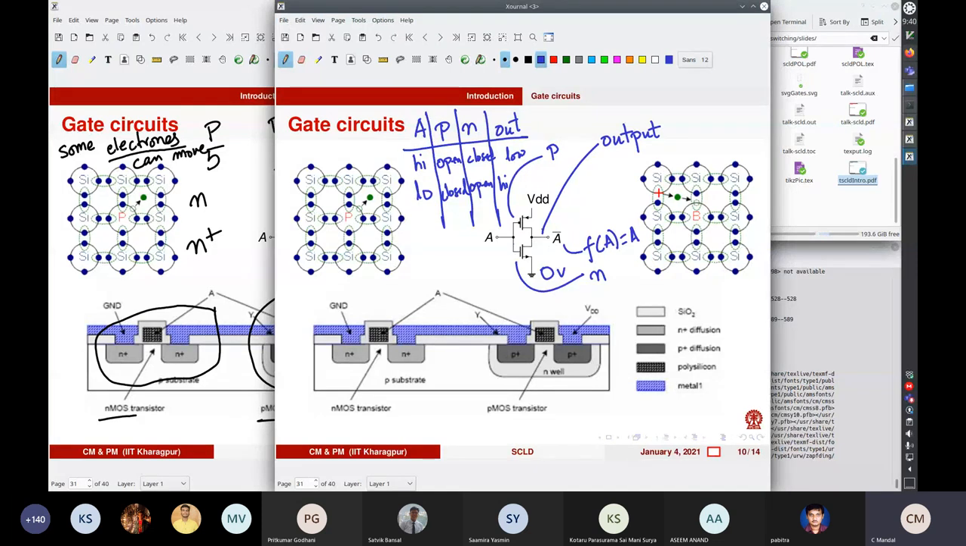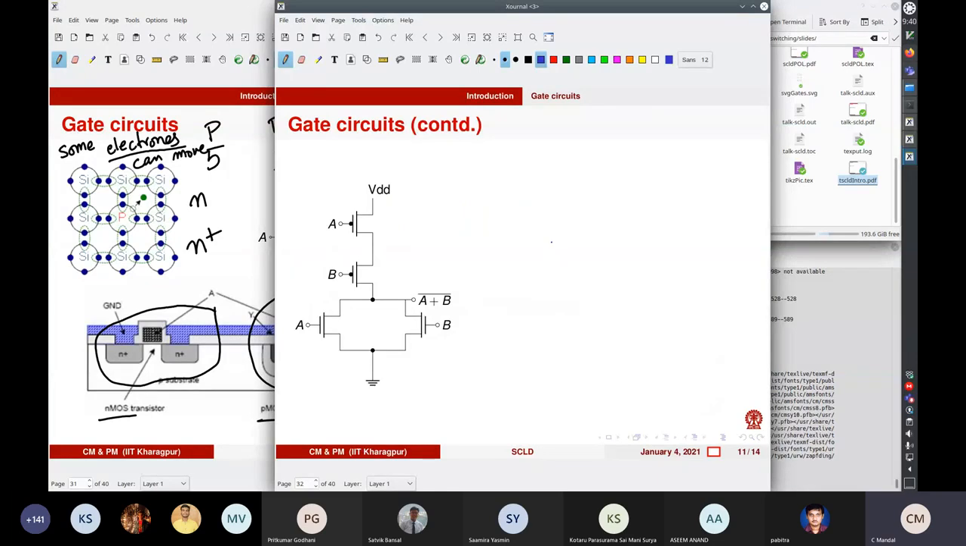So with this notion, let us look at some other transistor configurations. So let us see what is happening over here. You have two transistors in parallel. If you just notice carefully, what you'll see is that these are all N-type transistors here and all P-type transistors here. So here what you have is two transistors in parallel. One is connected to A and the other is connected to B.